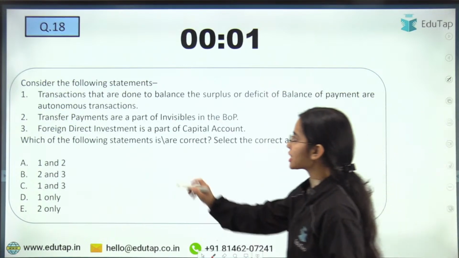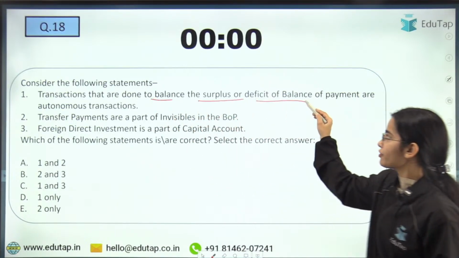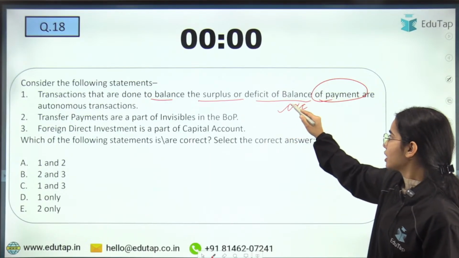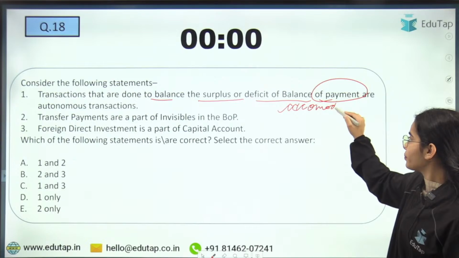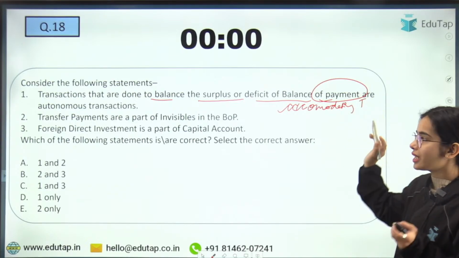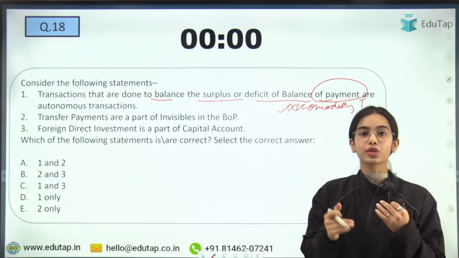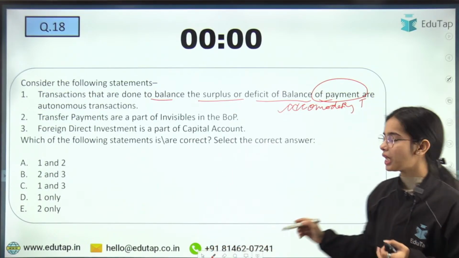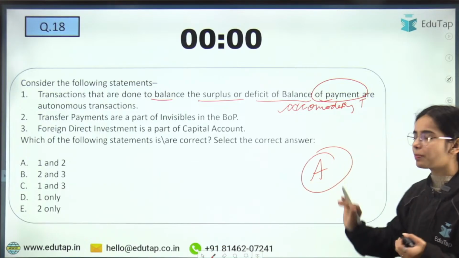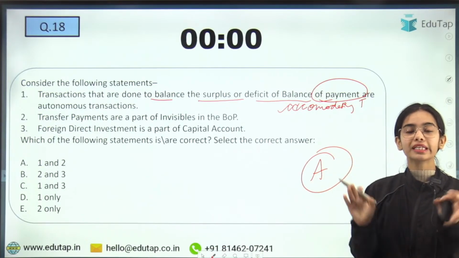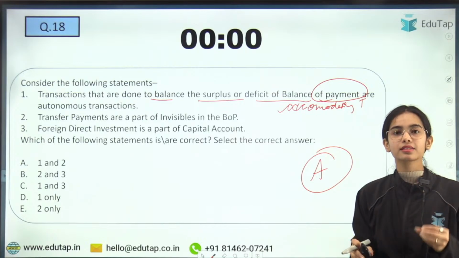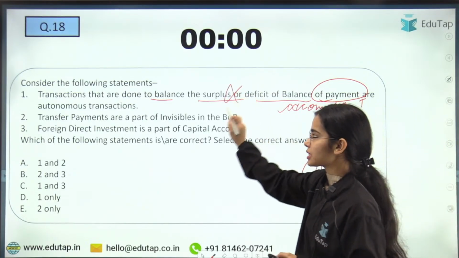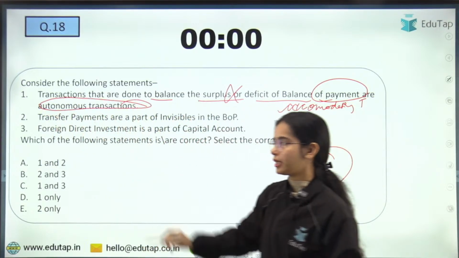See, transactions that are done to balance the surplus or deficit of the balance of payment are known as accommodating transactions. They are not autonomous transactions. Autonomous transactions are independent of whatever is happening with the balance of payment, while accommodating transactions happen to balance the deficit or surplus in the balance of payment. So the first statement is wrong because it is not autonomous, it is accommodating.